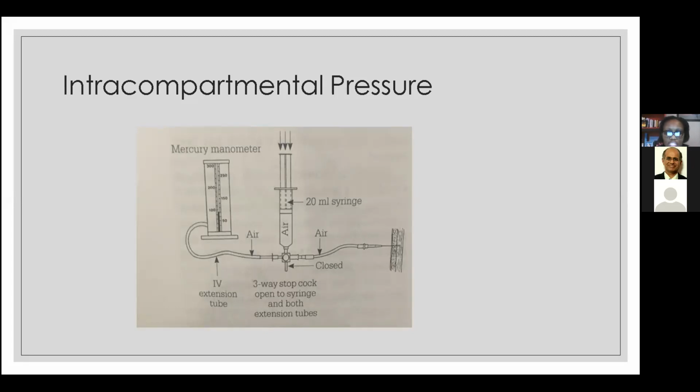So what happens is that once you've opened the system, you can depress the syringe and allow air to go into the compartment. As soon as the pressure in the compartment and the system is equal, saline will start to flow, and you will get a pressure reading on the manometer, which is equal to the intracompartmental pressure.